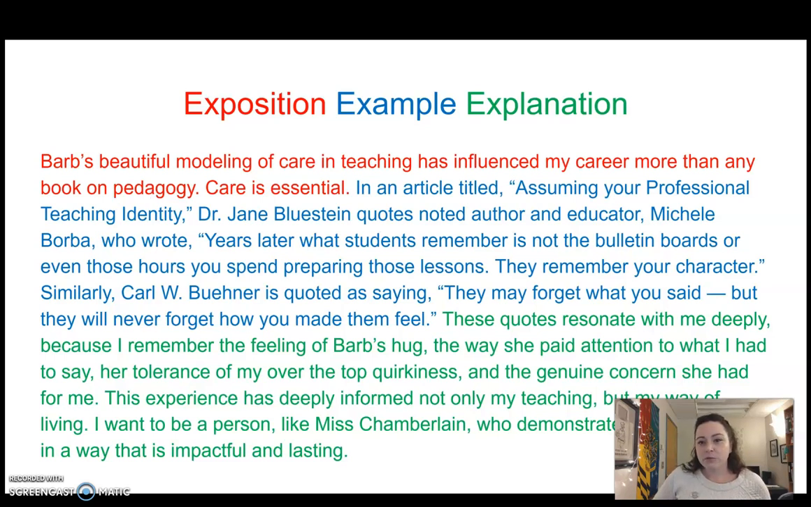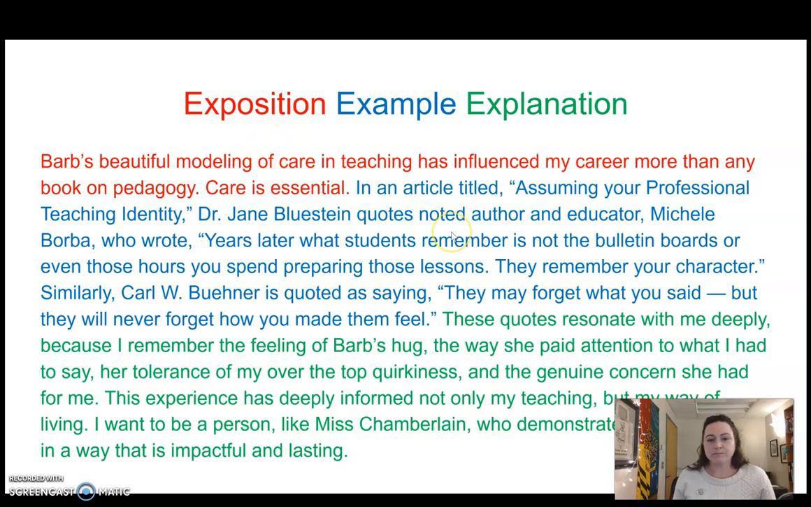So here's an example paragraph where I have provided it color-coded. Barb's beautiful modeling of care and teaching has influenced my career more than any book on pedagogy. Care is essential. The first sentence is actually a transition from my opening narrative attention grabber into my first point.